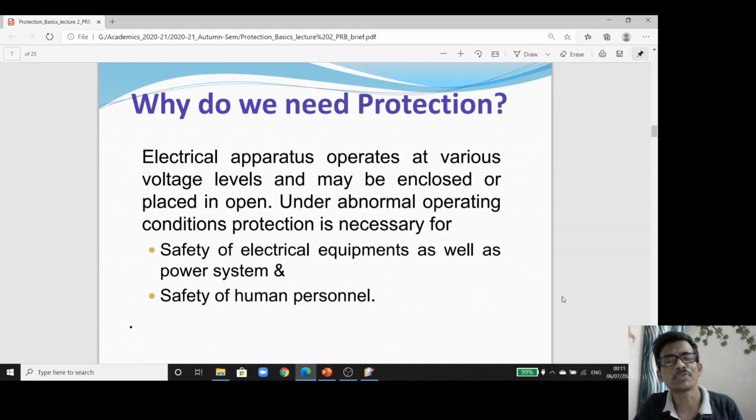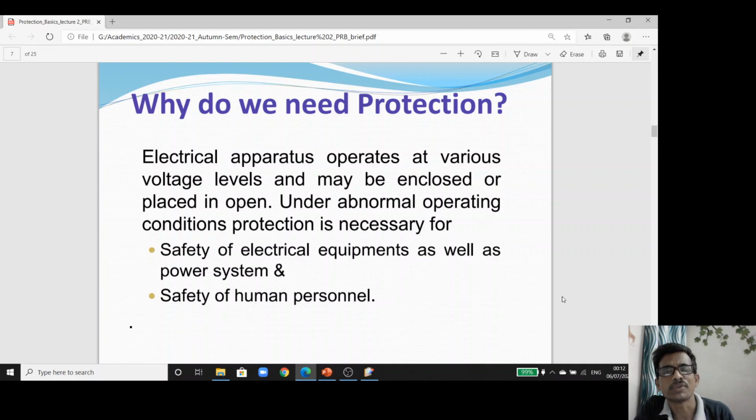It creates a lot of problems for our power system, and we cannot avoid it. Because of natural phenomena like lightning, and because the system is exposed to nature, when there is a thunderstorm or very high-speed wind, the transmission lines are exposed to the atmospheric conditions.